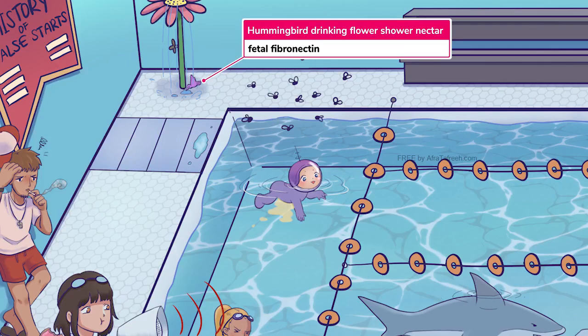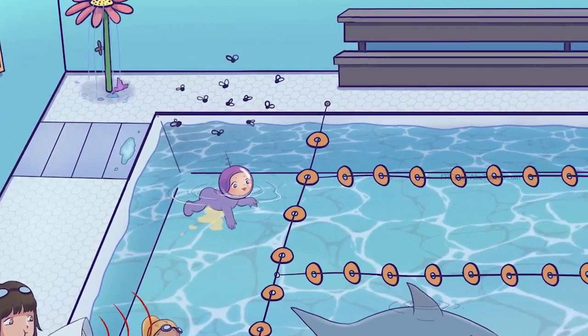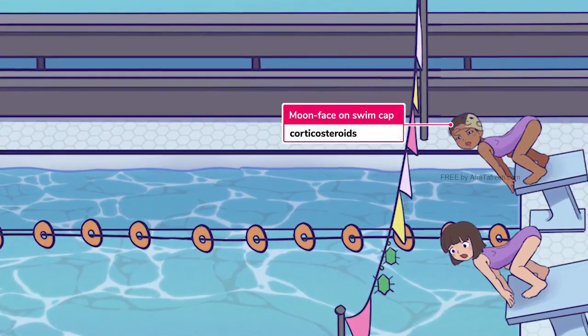This test has a 99% negative predictive value, which means that if it's negative, you can be 99% sure that your patient will not deliver within the next 7 to 14 days. However, its positive predictive value is really bad, so you can't use it to tell you that your patient is truly in labor.